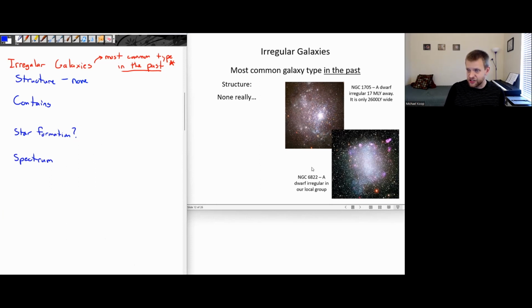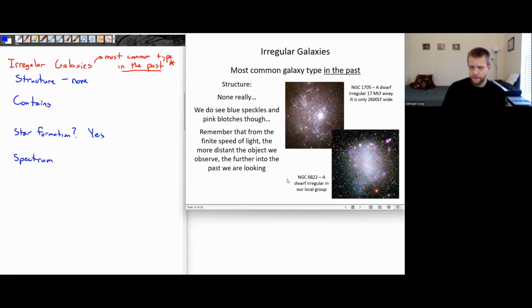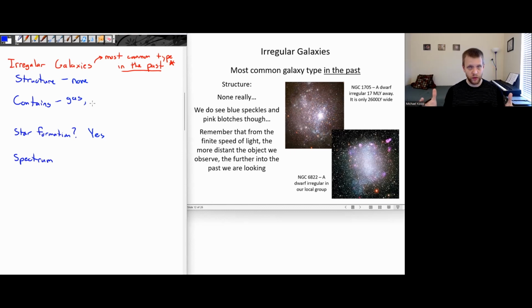Well, if we look at these galaxies, blue speckles, yep, I see quite a few blue speckles in here. Pink splotches, yep, I see quite a few of those in these images. So we do see those signs of star formation. And that means that these irregular galaxies have to contain gas and dust. Because if it doesn't contain gas, what is it making those new stars out of?